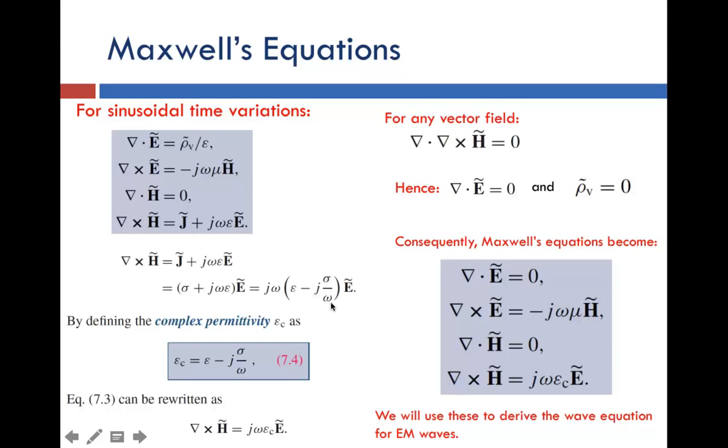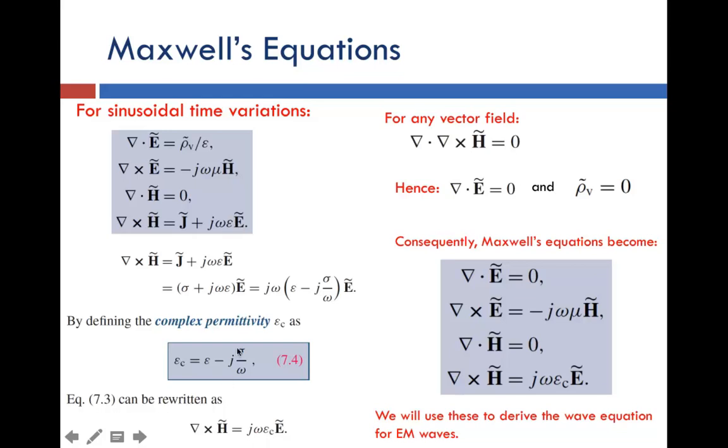Now this term here is referred to as the complex permittivity, epsilon subscript C, and so we will substitute in this curl of H equation. We will basically substitute sigma E for J, and then use the complex permittivity for this term in parentheses, so that we get an equation: curl of H is j omega epsilon C, complex permittivity, times E. And so you just need to remember that this epsilon C in general is a complex number.